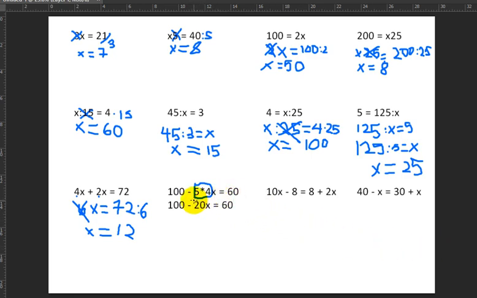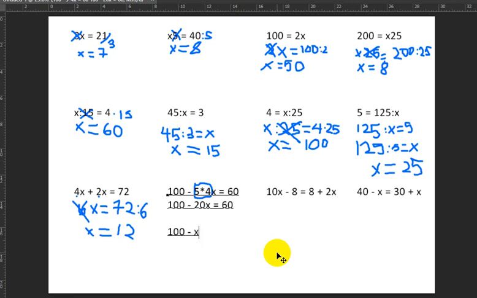Now, you need to keep in mind that this is not as simple as before. So yeah, I could get rid of this 100 and send it to the other side, but then we'd have minus 20x, which means that we're going to have to work with negative numbers, and that's never easy. So instead of doing that, what we could do is send the x to the other side and bring the 60 over this side.